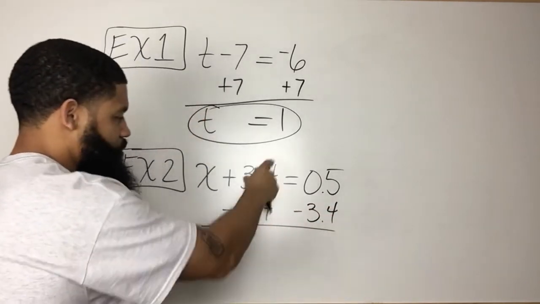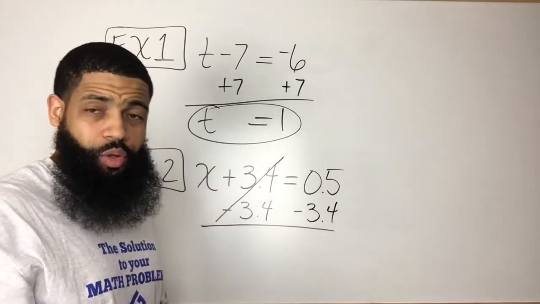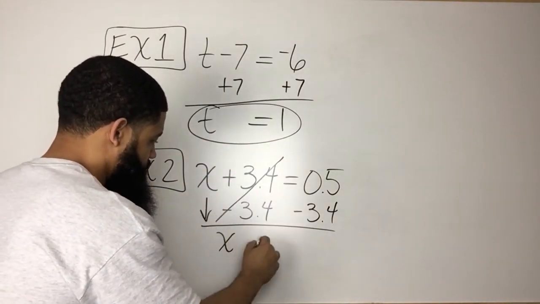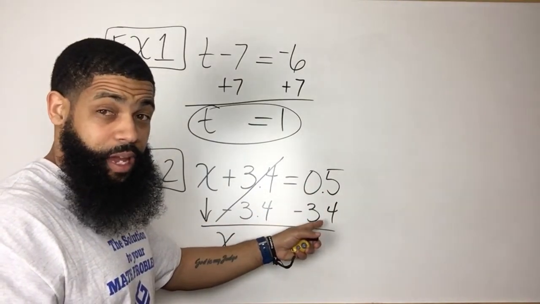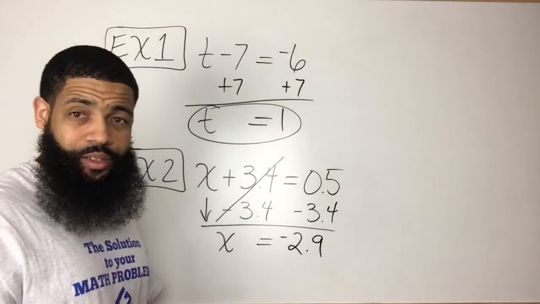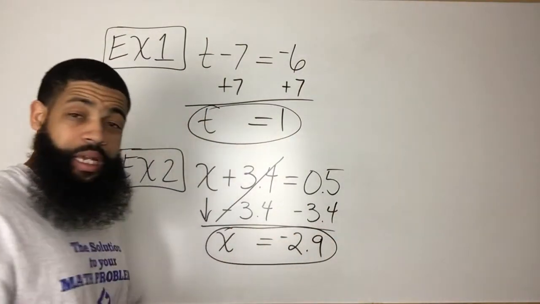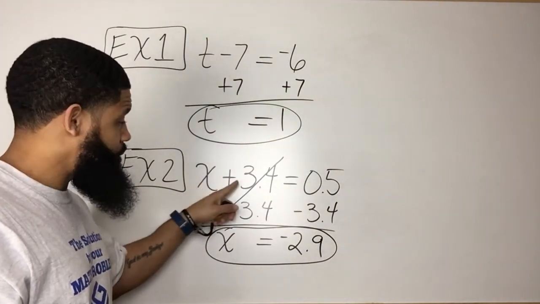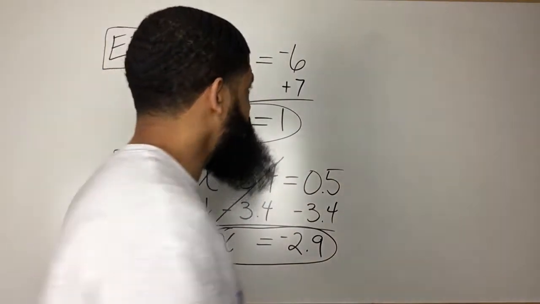Okay? So these two values are opposites. So they actually add together to equal 0. So I just bring down my x, and x is equal to 5/10 minus 3 and 4/10, which is actually negative 2 and 9/10, or negative 2.9. So our actual solution would be negative 2.9. And once again, we can actually put this in. If I do negative 2.9 plus 3.4, I will get 0.5. Let's do another one.